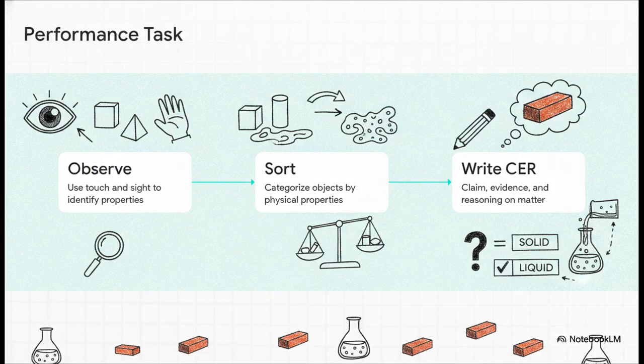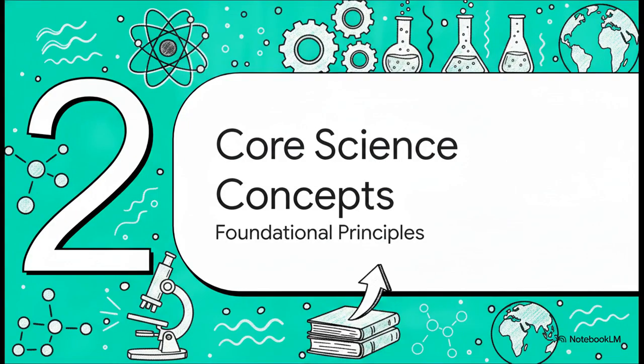So, what does mastery actually look like here? Well, it all comes down to the final performance task. Students are going to observe objects, sort them by physical properties, and then write a claim evidence reasoning, or CER, response. They need to prove whether a building brick is a solid or a liquid. If they can independently sort things and explain that a brick keeps its shape and can't be poured, boom, they've mastered the unit.